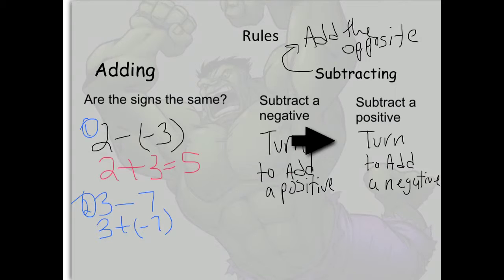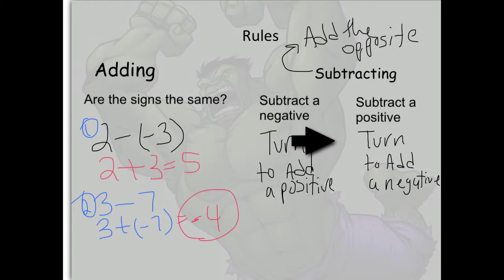And for 3 plus negative 7, we follow our adding rules. The signs are not the same, so we subtract. 7 minus 3 is 4. Take the sign of the bigger number, so 7 or 3. Again, ignoring the sign, just looking at absolute value, which one's bigger? 7 is bigger, and that number is negative, so we take the sign of that, and our answer would be negative 4. Okay?